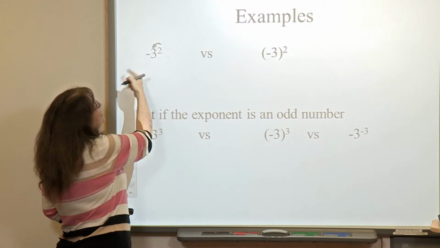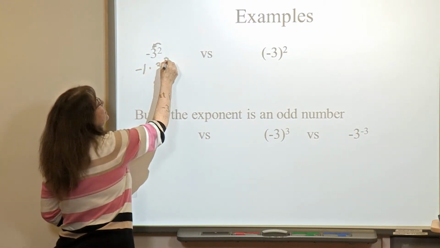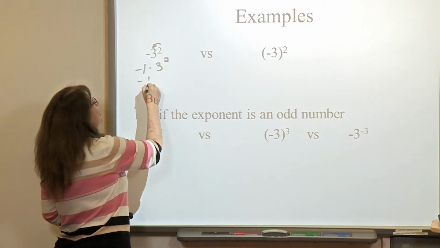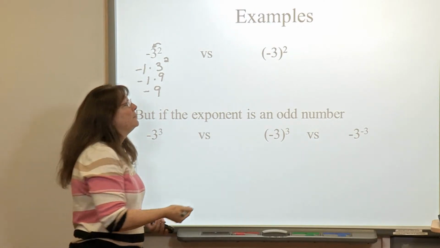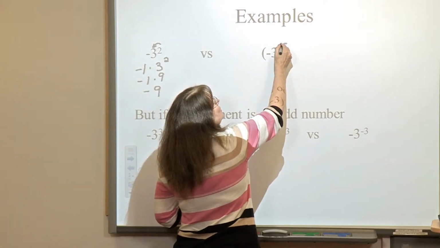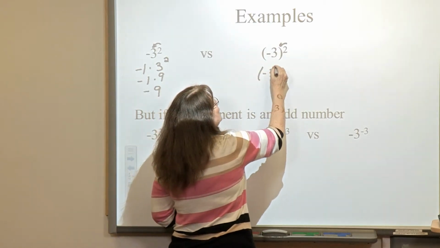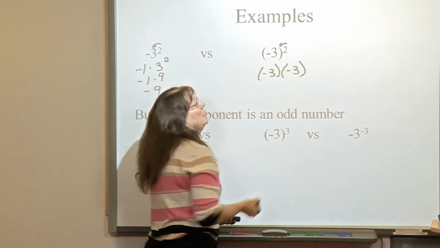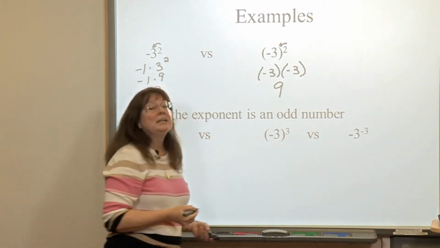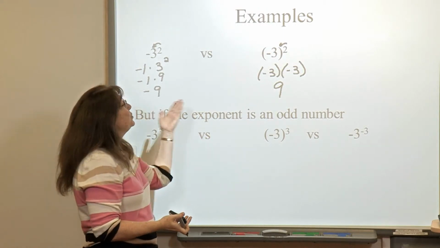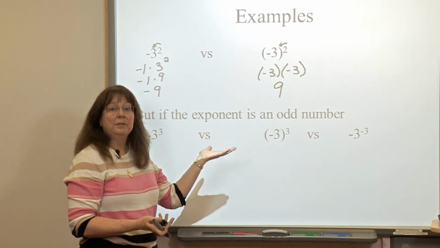That negative is outside the number. It's like having negative 1 times 3 squared, or negative 1 times 9. So I'd get a negative 9 for this value. For this one, the square is outside the parentheses. So it's telling me to take everything I have in the parentheses and multiply it with itself. Here I've got negative 3 times negative 3, and the value would give me a positive 9. So depending on how it's written does make a difference in whether you would get a negative value or a positive value in this example.